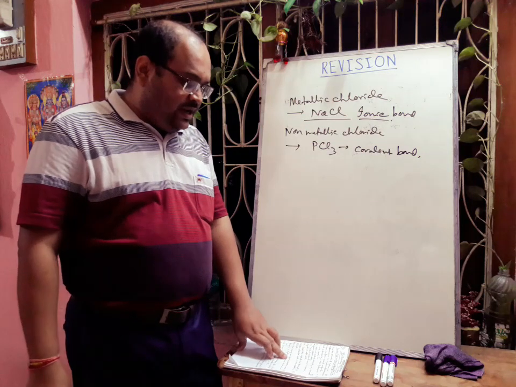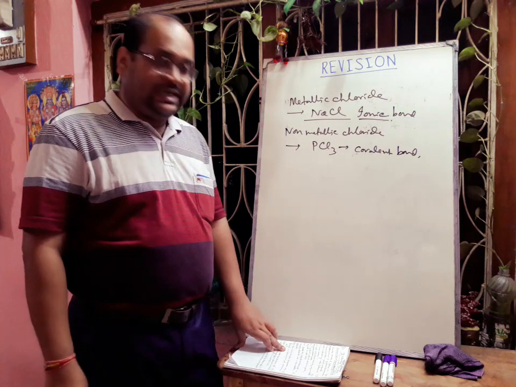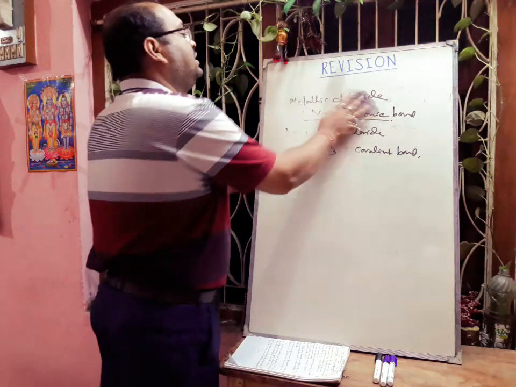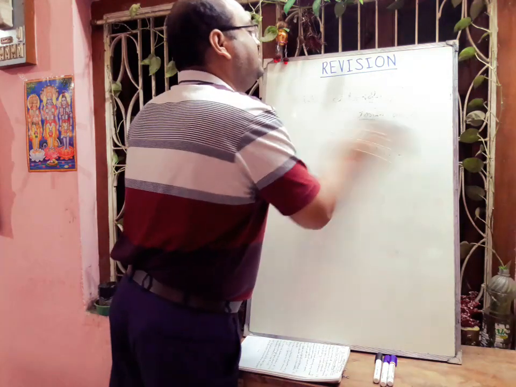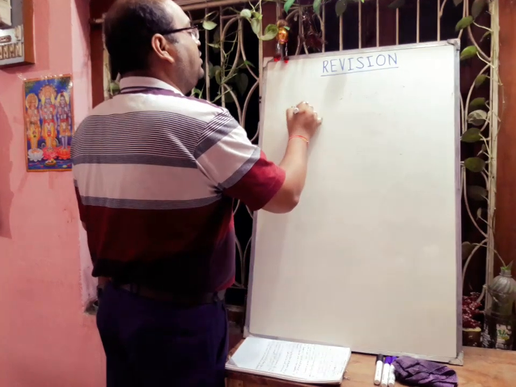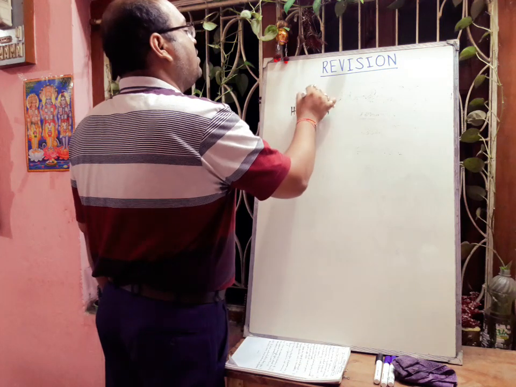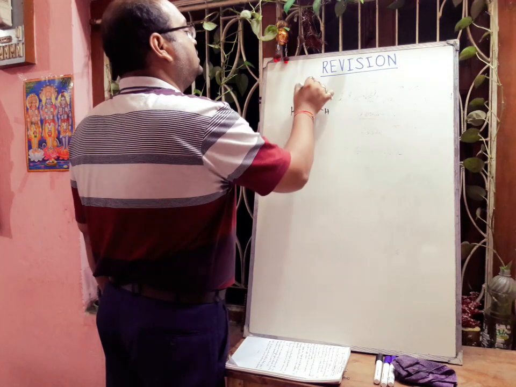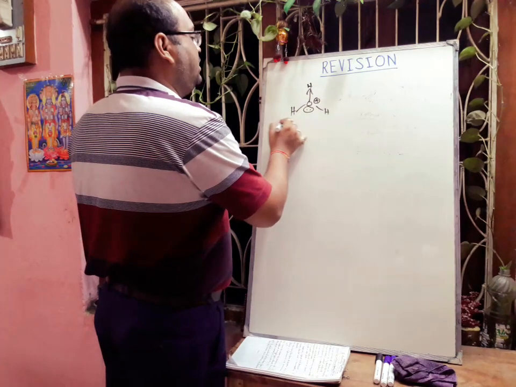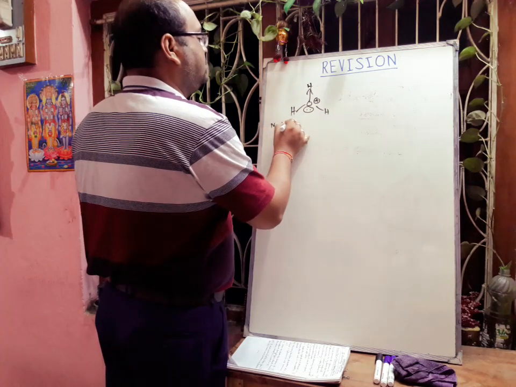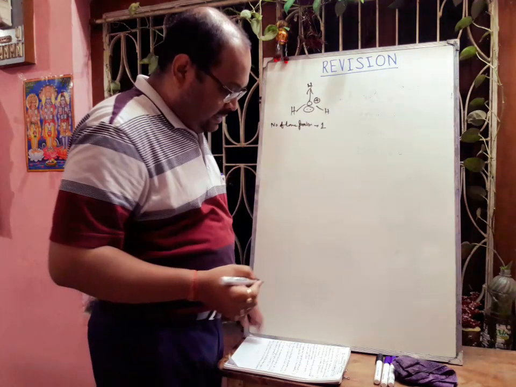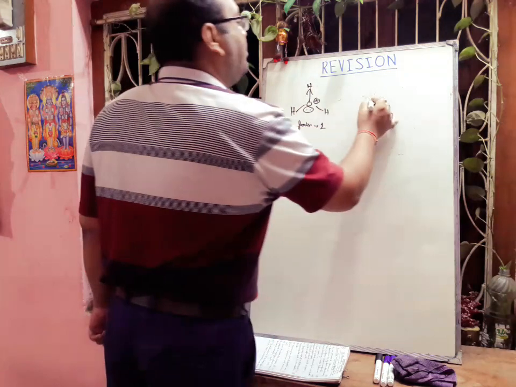Next question was: how many lone pairs of electrons are present in the hydronium ion and the ammonium ion? We have already drawn the structure, but I am drawing it again so that you can understand. In the hydronium ion, the structure is like this. Only one lone pair on the oxygen atom is present, so in the hydronium ion the number of lone pairs will be 1.